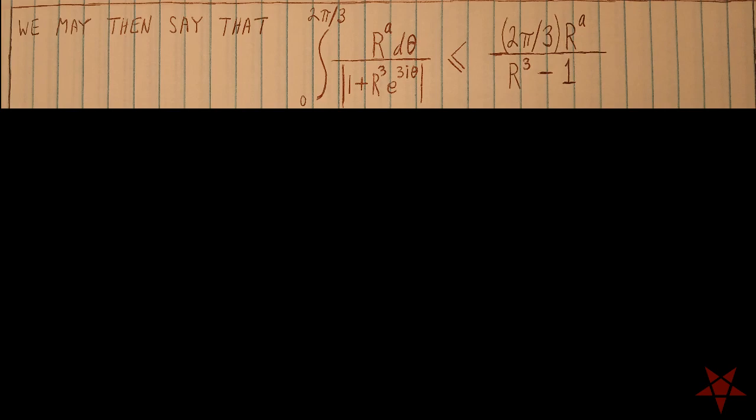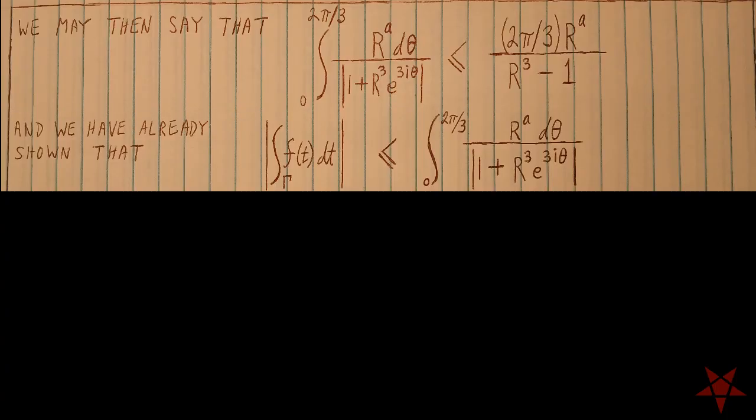We have thus shown that the integral with respect to theta of capital R to the power of A divided by the absolute value of 1 plus capital R cubed times e to the power of 3i theta, from 0 to 2 pi over 3, is less than or equal to 2 pi over 3 times capital R to the power of A divided by capital R cubed minus 1. A mouthful for sure, but I assure you there is a point.